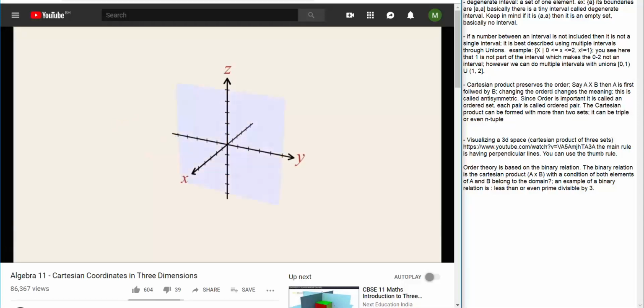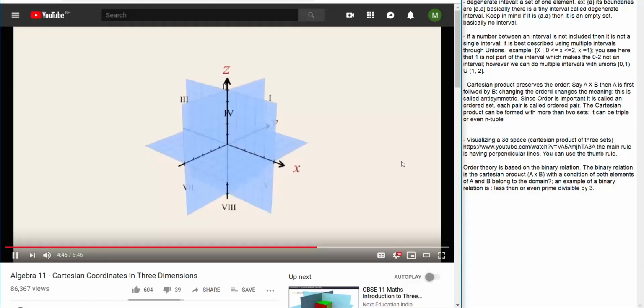Likewise, the y and z axes create the yz plane, and the x and z axes create the xz plane. These 3 planes divide the Cartesian space into 8 regions called octants. The octants are numbered 1 through 8 and are typically labeled using Roman numerals.